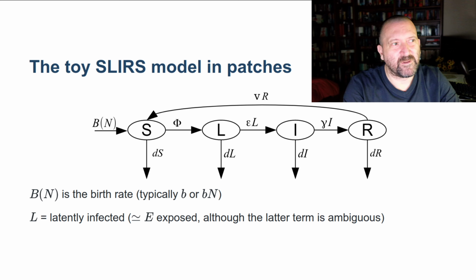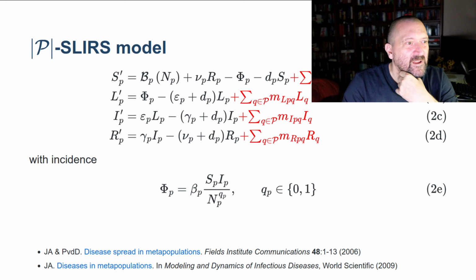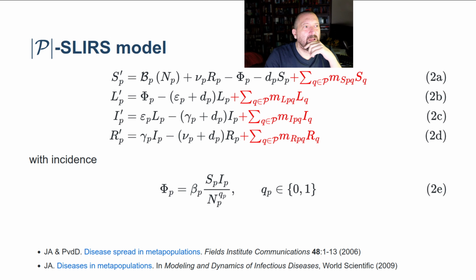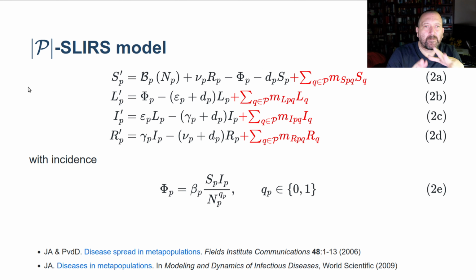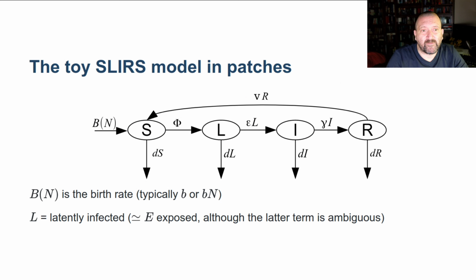I'll point out that once again, I'm using L rather than E, although a lot of the literature that you will see has E instead. But that's just my personal preference. I'm going to show you a few different models, and I'm going to explain how they differ. So this is what I'll call the cardinal-of-P SLIRS model. This is the simplest model that you can think of in this context. What I want to draw your attention to is the fact that writing a metapopulation model is not very complicated. Compared to the model that we have here, I've added indices on the state variables and on the parameters.